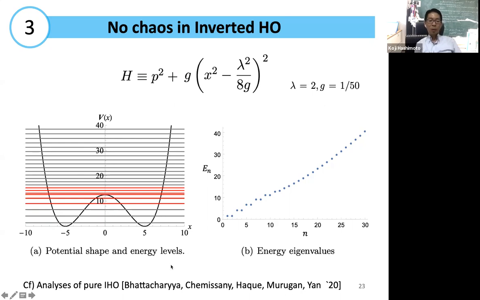And compared with Jeff's and his collaborators' work, we put this soft wall so that all the energy levels are completely quantized, so that it looks like a bounded system classically. So we can define classical chaos too. And energy eigenvalues are like this. Since this is a one-dimensional system, it has very tiny dimensions for the phase space. So classically, there is no chaos.